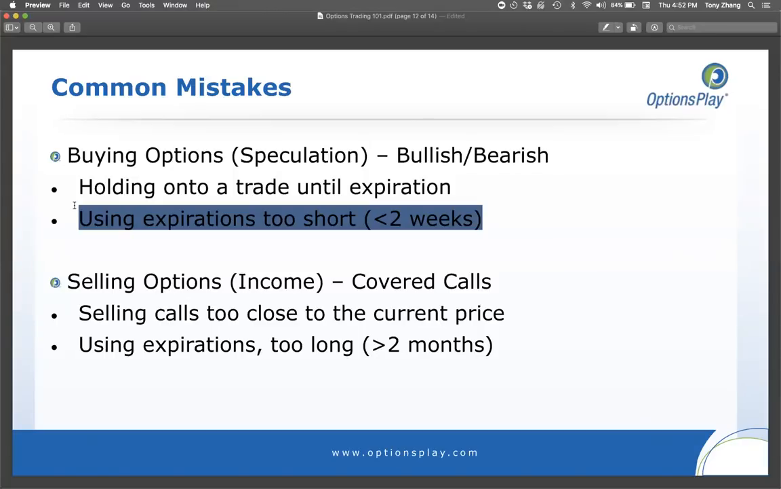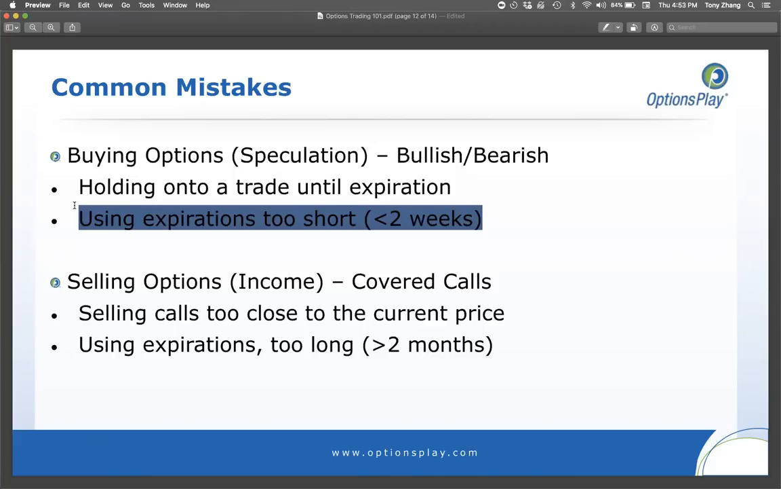You can always buy a 2-month option, hold on to it for 2 weeks, and sell it. But if your time horizon on a trade is just a week or two, you should still buy a much longer dated option and simply just sell it 1 or 2 weeks later.